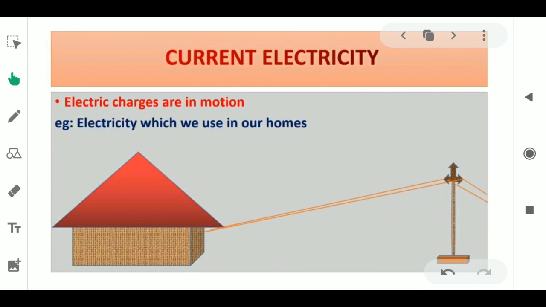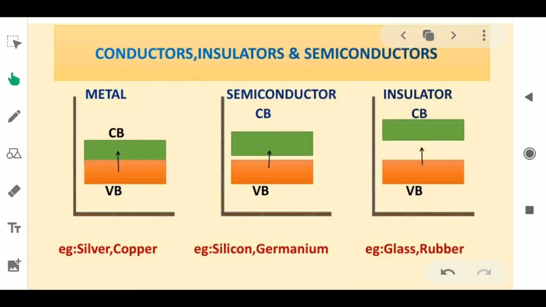And the speciality is that in the case of current electricity, the charges are moving. In the case of static electricity, the charges remain at rest. So in current electricity, the charges are in motion. For example, electricity which we use in our homes, to operate fan, mixer, grinder, washing machine, fridge, everything we are using this current electricity. Clear? Next, conductors, insulators and semiconductors.